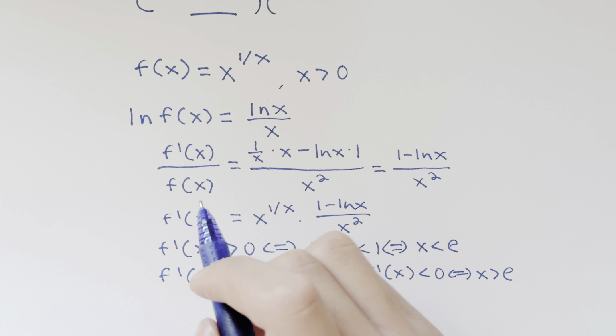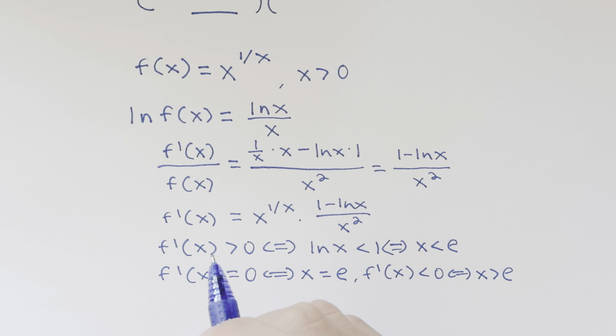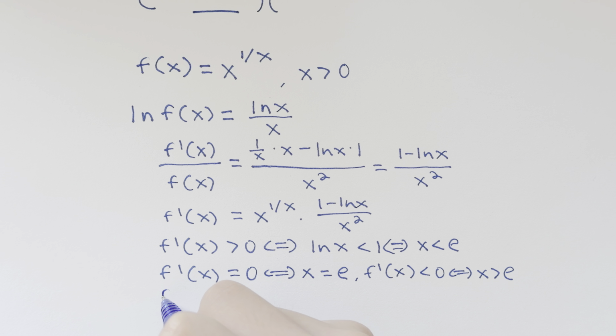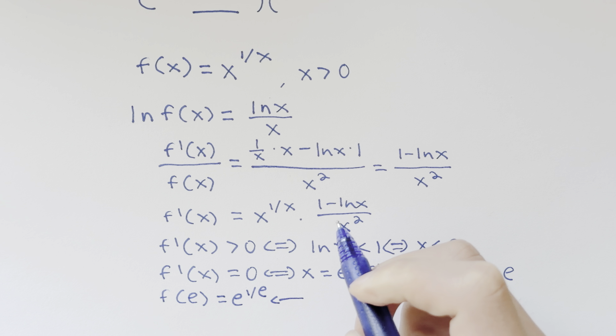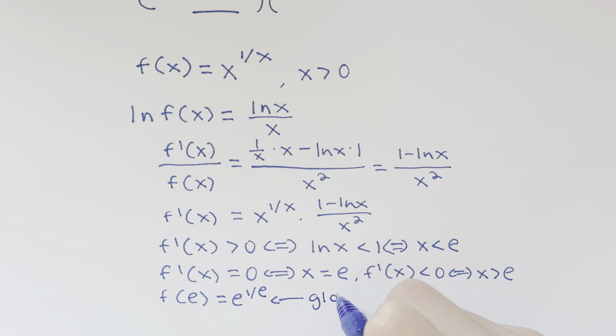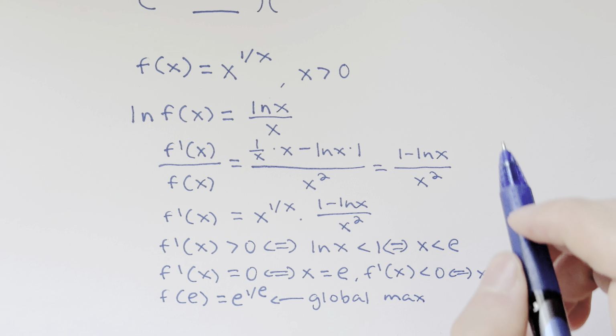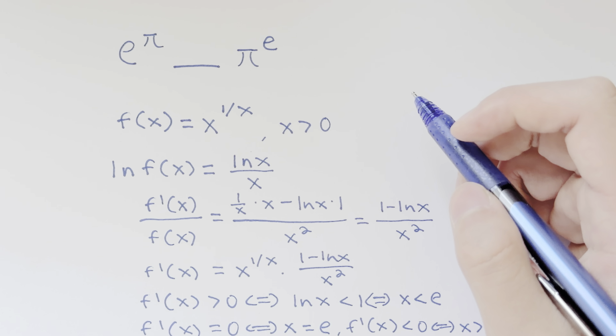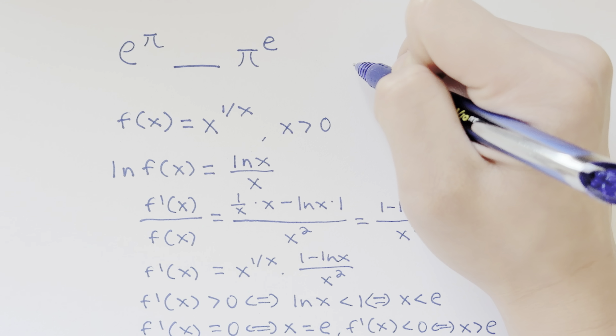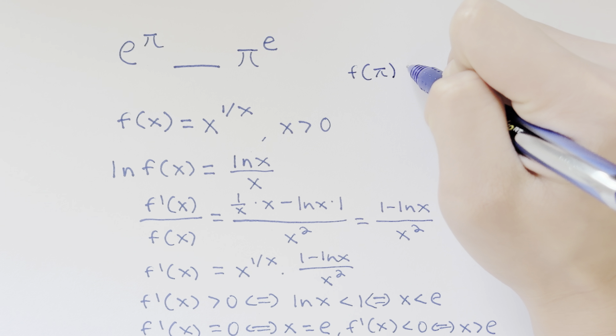So then, we can get that f of e is equal to e to the power of 1 over e. And this is going to be our global maximum. Now, here's where everything comes together. Since pi is greater than e and f is strictly decreasing for x greater than e, we get that f of pi is less than f of e.